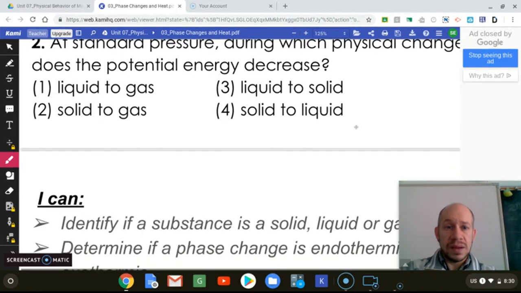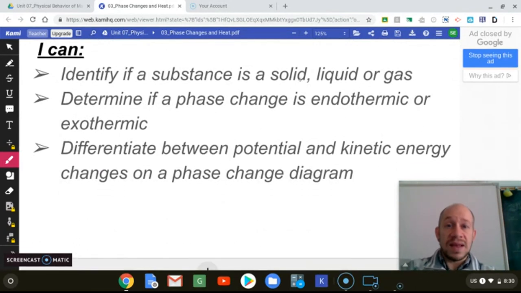Okay, so now you can identify if a substance is a solid, liquid, or gas. You can determine if a phase change is endothermic or exothermic, and you can differentiate between potential and kinetic energy changes on a phase change diagram. So this is a super important diagram that you should be able to read.